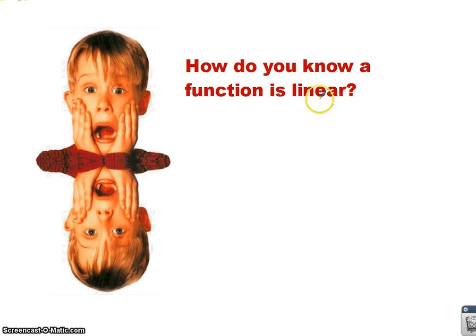How do you know if a function is linear? Well, obviously, if you look at the graph, it should be a straight line. So if they give you an equation, you can just put it in y equals, look at your graph, and see if it's a straight line.